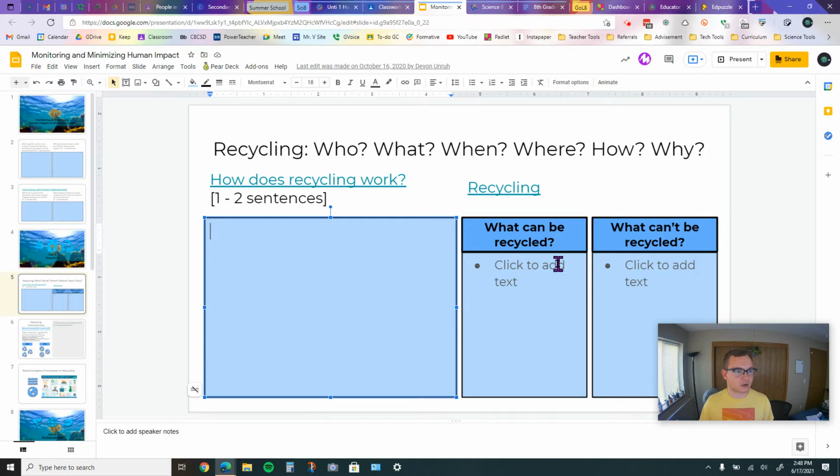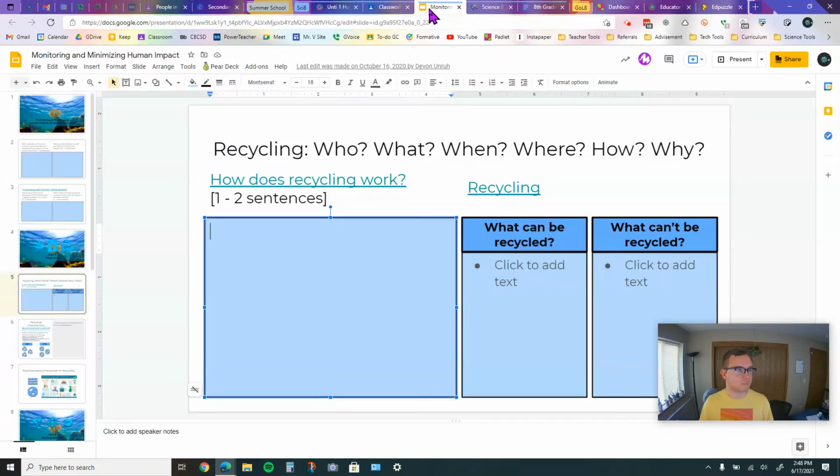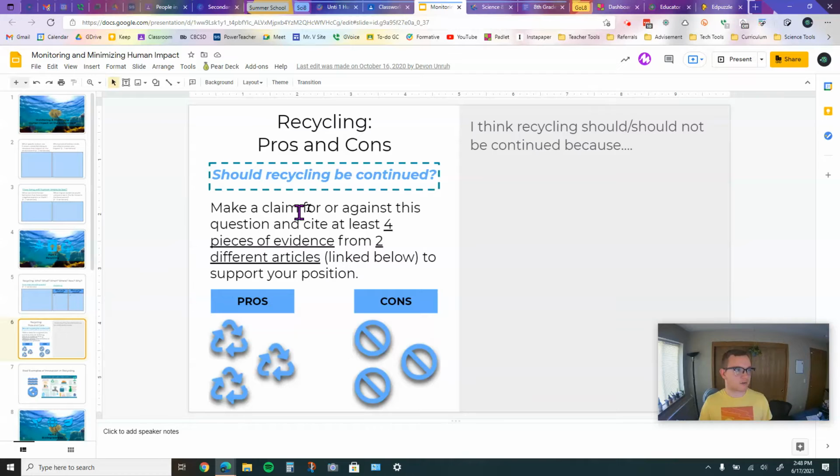How does it work? And then what can be recycled and what can't. You can use those resources, but you should know that from the other day as well. And then here's a constructed response where, using these links, which I don't know is always the most obvious, some kids don't figure it out, but those little icons there are all links.